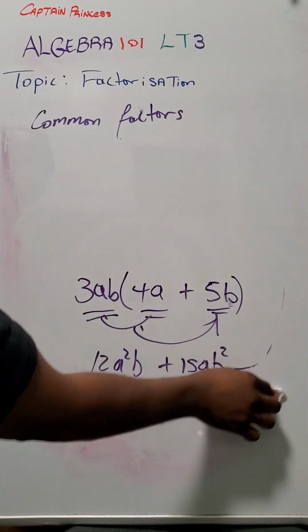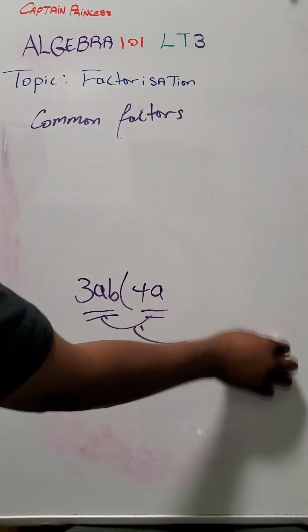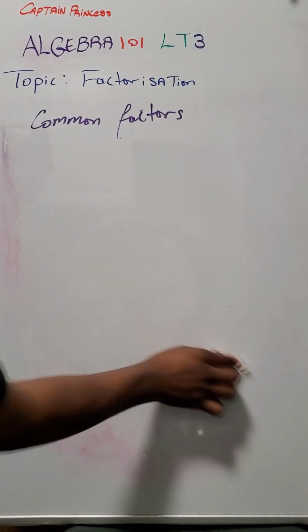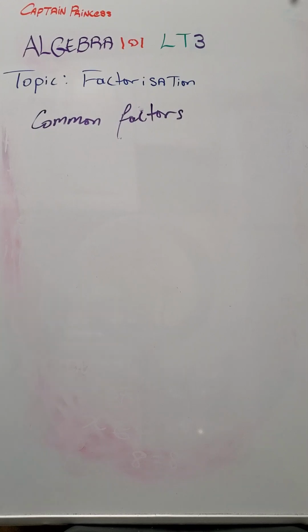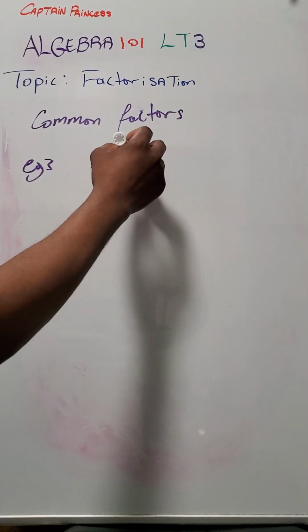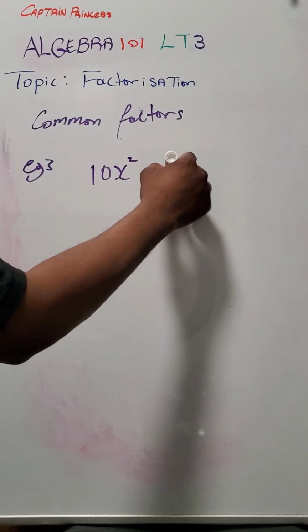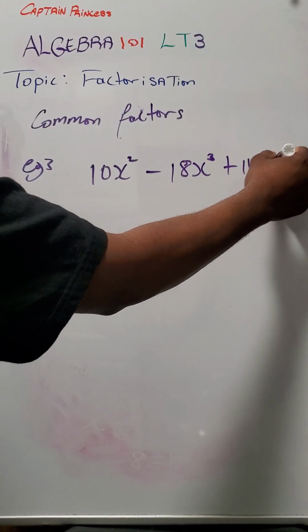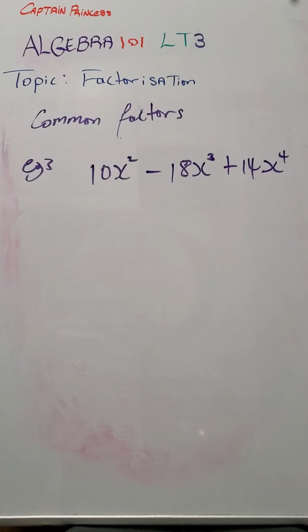So let us go once again. We are going to do another expression and factorization using the common factor. So what if we were to factorize, exercise 3, 10x squared minus 18x cubed plus 14x to the fourth power? Wow, this one is so long. Okay, we are going to use the same principle as before.